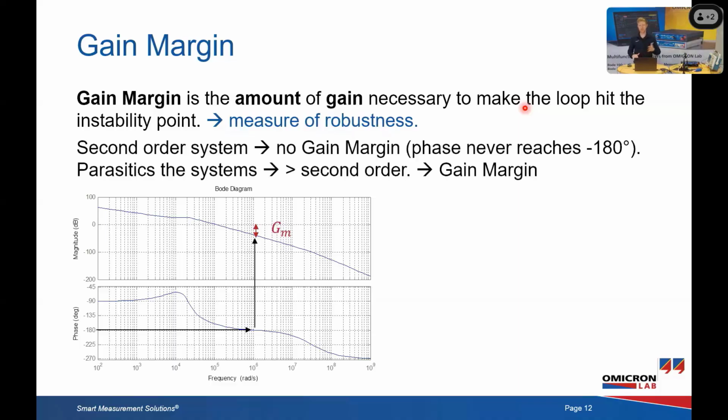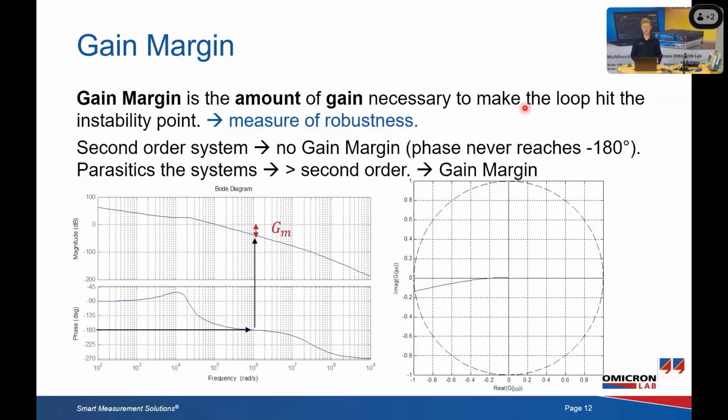In a theoretical second order system, there is no gain margin because the phase never reaches minus 180 degrees. You only have 2 poles. Each pole brings 90 degrees, but just somewhere approaching minus 180 degrees, so you don't have a gain margin actually. But due to extra time delay in a system and parasitics, also a typical theoretical second order system has actually more than 2 orders and it has a gain margin.